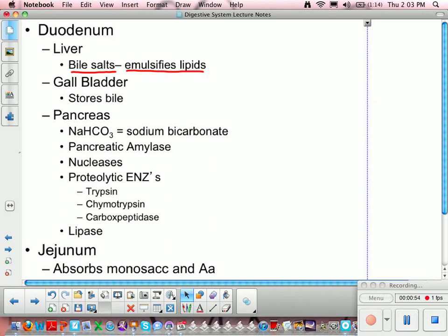The gallbladder is what stores the bile for the liver. So we get a nice storage of bile in that gallbladder.